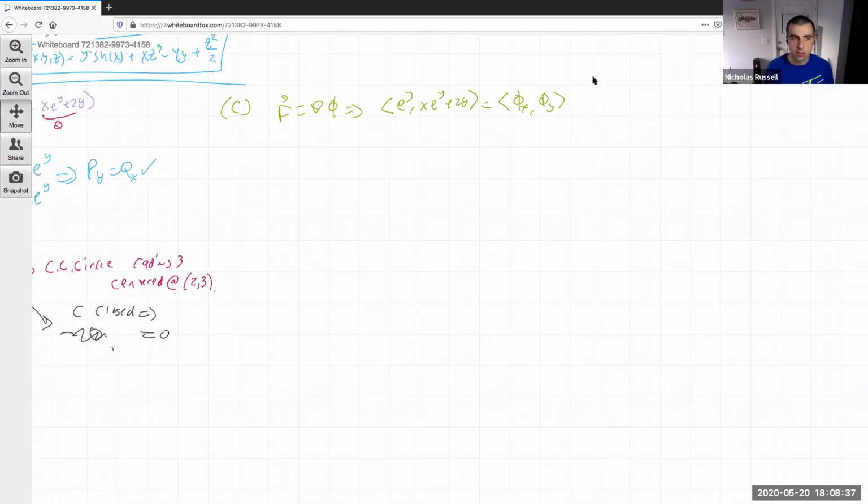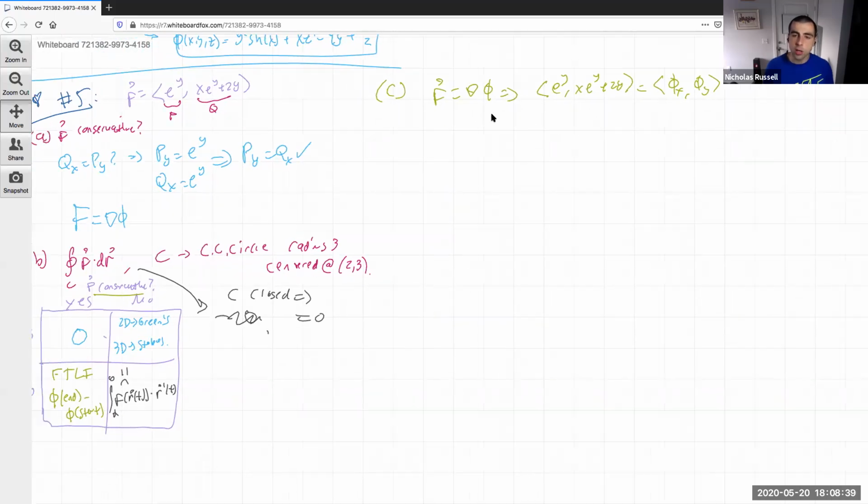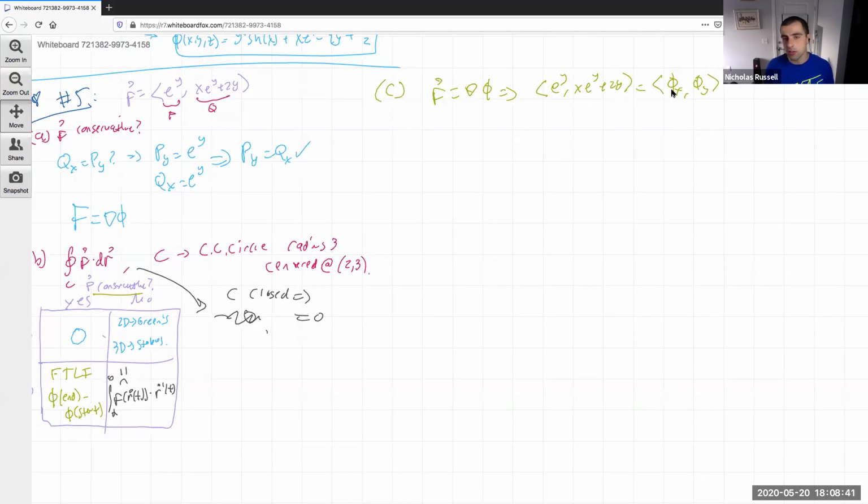Something like that. I'll at least come over this way. So here, what we notice is I need phi sub x. I need the derivative of this function to be equal to, with x just e to the y. The derivative of this function with respect to y is x e to the y plus 2y.